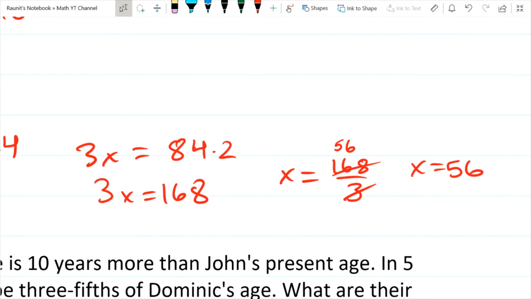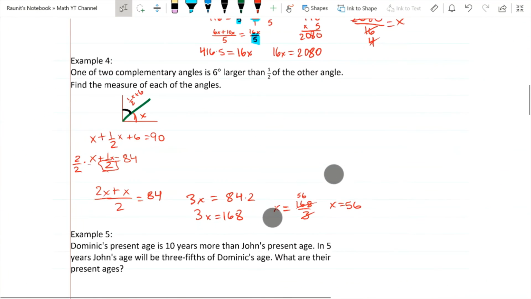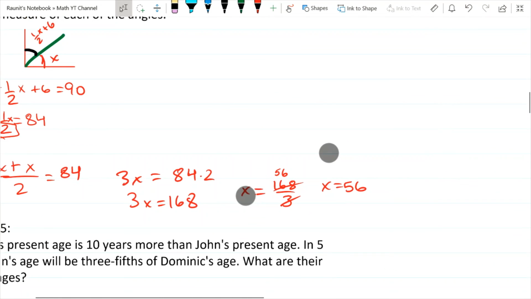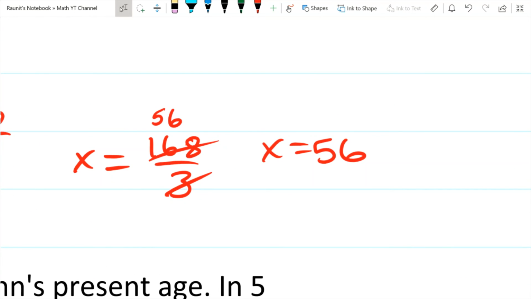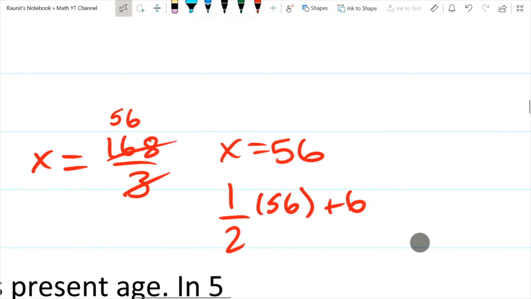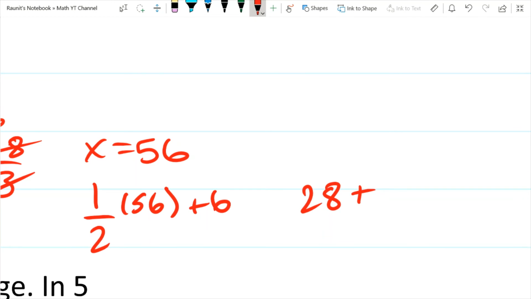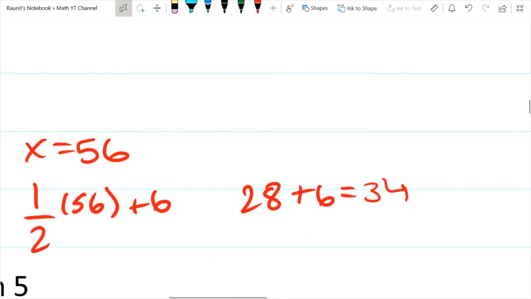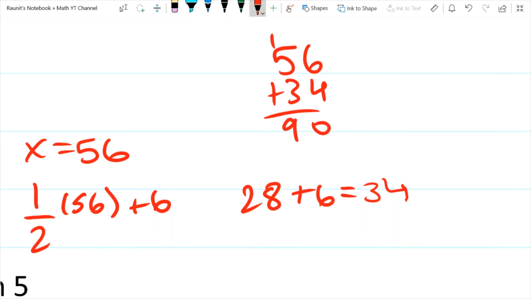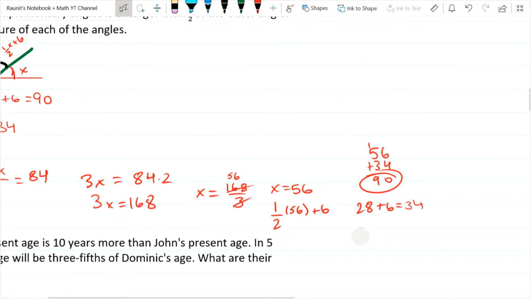And then, is it asking for the second angle as well? Yes, it is. So the formula is half of the angle plus 6. So 1/2 of 56 plus 6 degrees. Half of 56 is 28. So you get 28 plus 6, which is equal to 34. And we can check that this is right by adding 56 plus 34. You get 90 degrees. Therefore, we know our answer is right.